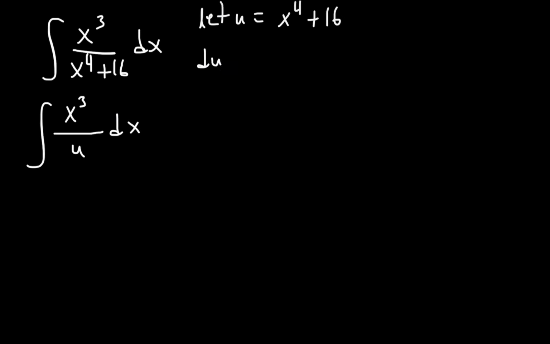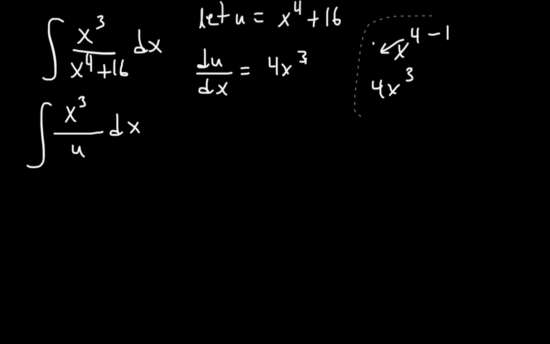So du over dx is equal to the derivative of x raised to the power of 4. You can just use the power rule: subtract the exponent and bring down the exponent. So I have 4x raised to the power of 3. And the derivative of 16 is just 0, so we don't need to include that. And let me just get rid of this.